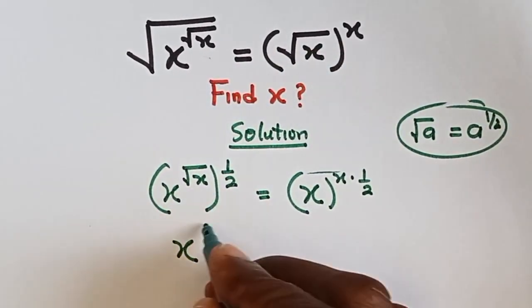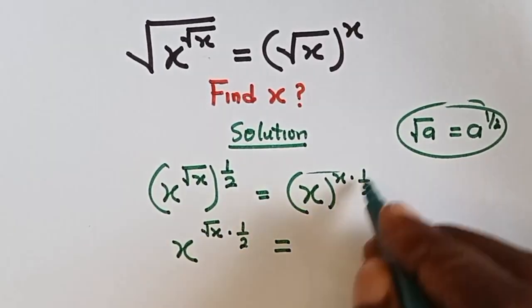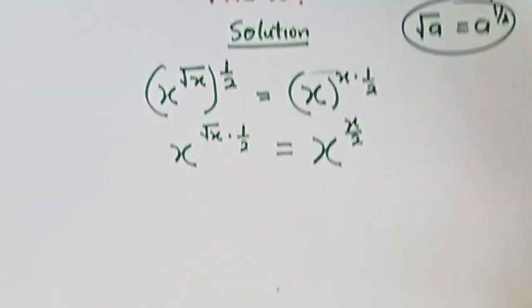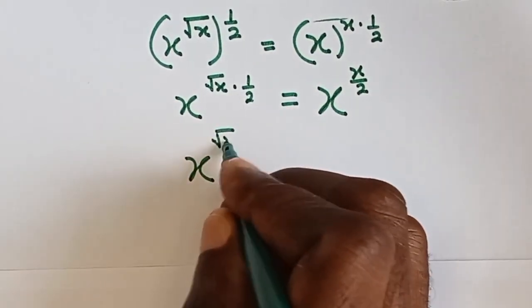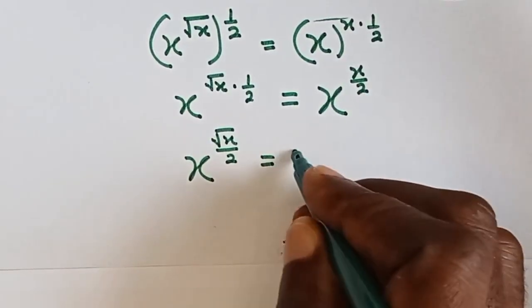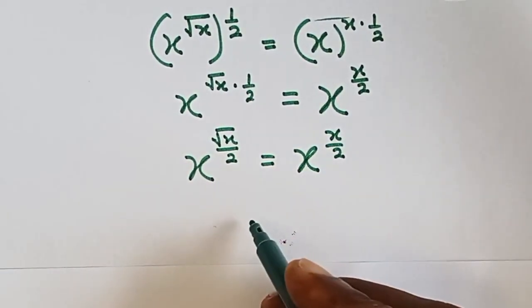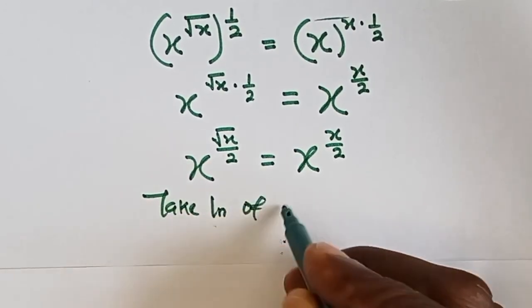We have x raised to the power root x multiplied by 1 over 2 equals, here we have x raised to the power x over 2. Okay, so we also multiply this and this. We have x raised to the power root x over 2 equals x raised to the power x over 2. Now the next thing to do is to take the ln of both sides. Take ln of both sides.